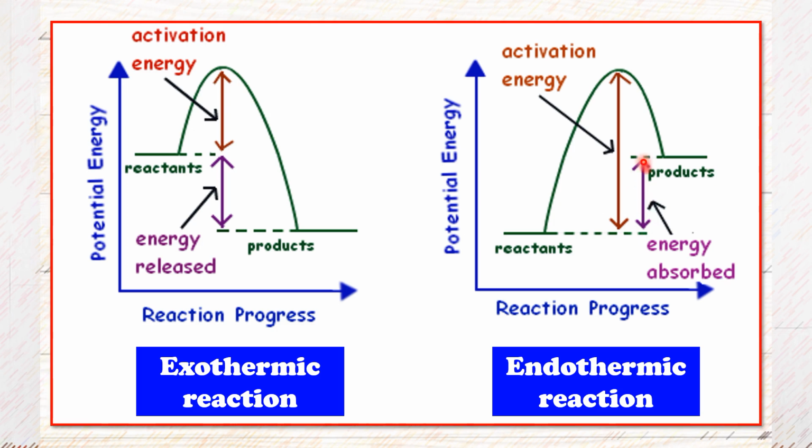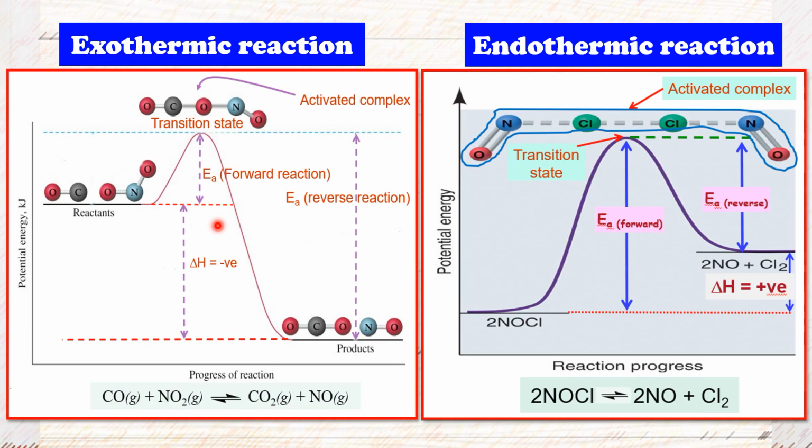Okay, delta H here is positive. Whereas for the exothermic, the delta H is negative. Show that energy release. Right, so this is the real example. Let's say we consider the reaction between CO, react with NO2, produce CO2 and NO. So this reaction is reversible reaction.